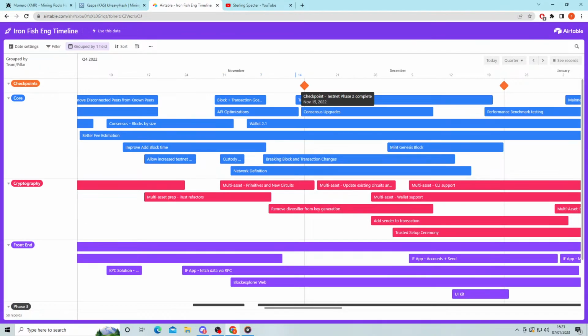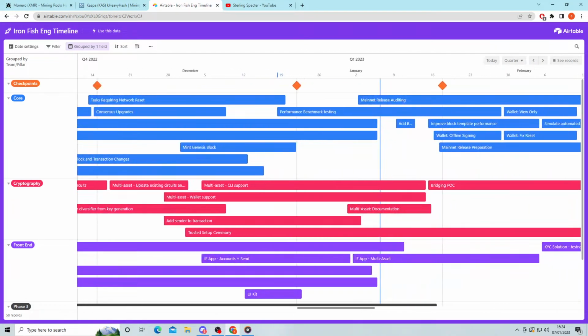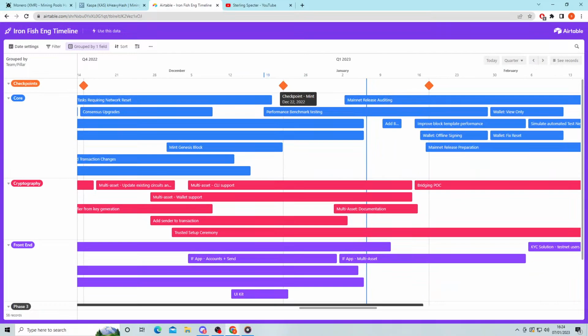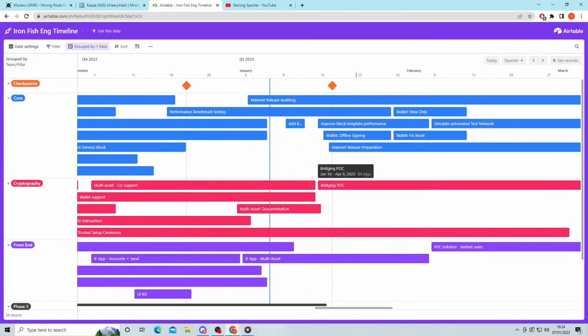So we are here. This is testnet phase 2 complete. That was in November. And what's this? Checkpoint mint. So that's a mint of assets on the network. And then this is the testnet phase 3 launch on January 18th. So we've got about 10 days until that releases.